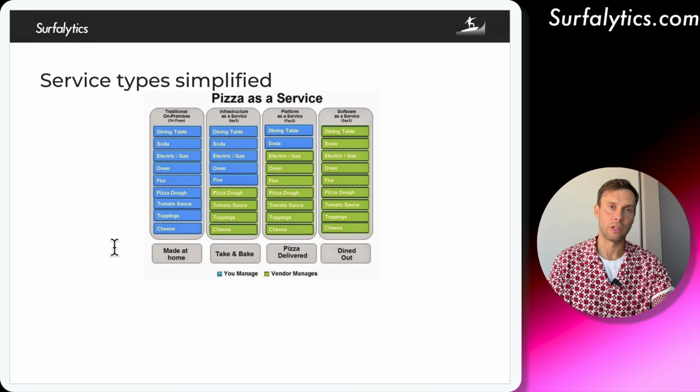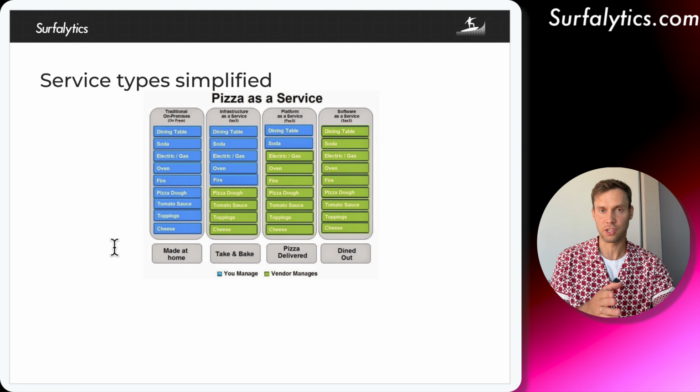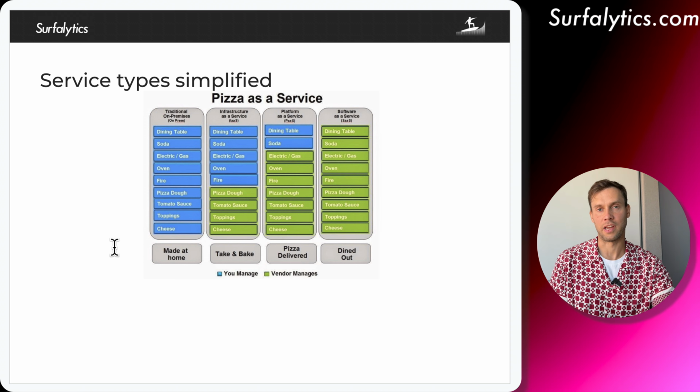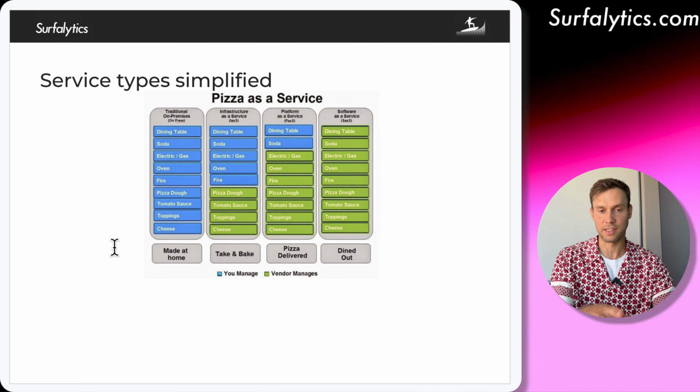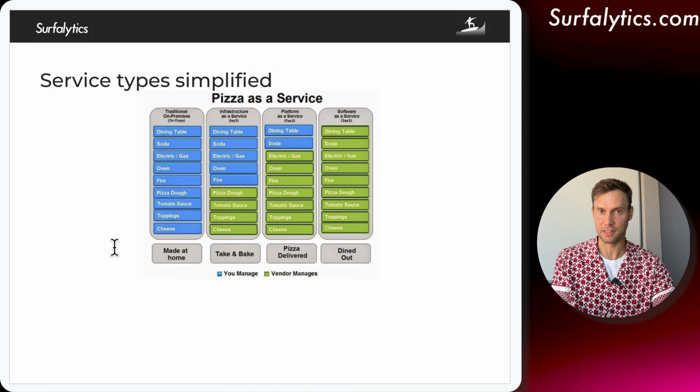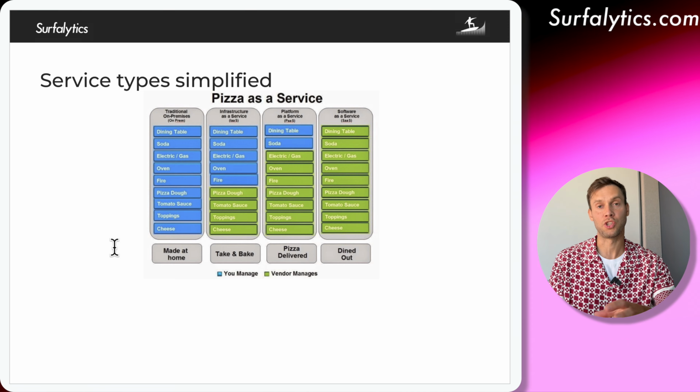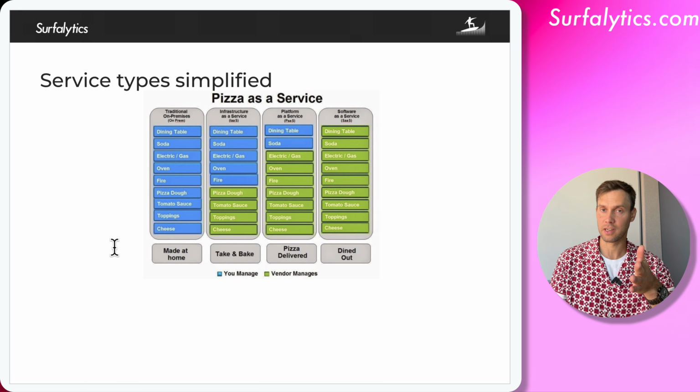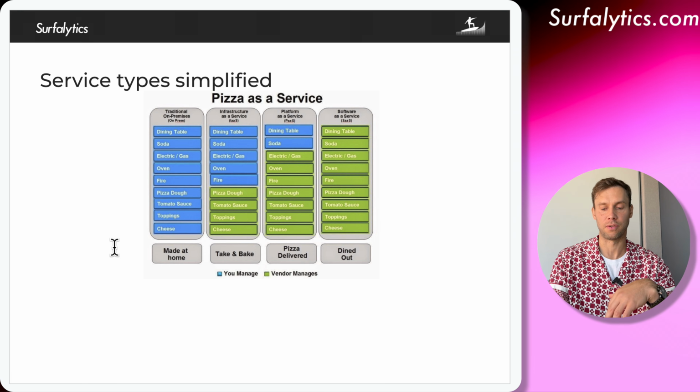Another term for cloud computing that's quite important is cloud service models. There is infrastructure as a service, platform as a service, and software as a service. This is an example that simplifies this: pizza as a service, right? Who manages what between you as a customer and the vendor who provides you the services.